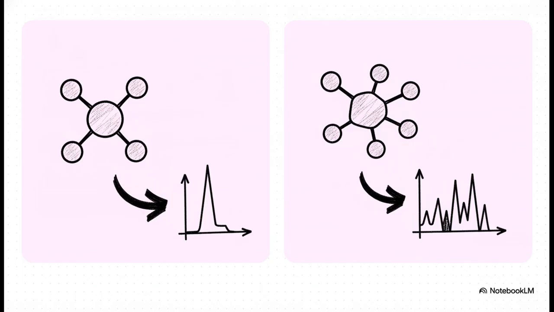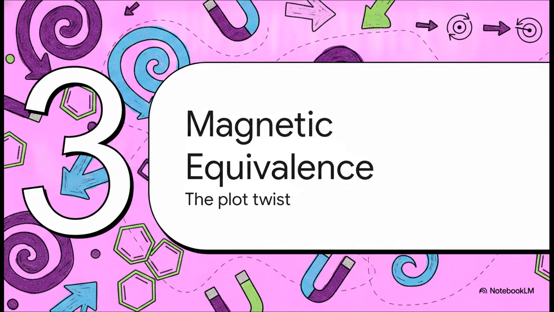But if a molecule has sets of protons living in distinct, completely non-equivalent environments, well, each unique set is going to give you a totally different peak. Makes sense, right? Pretty straightforward. But here's where things get tricky.